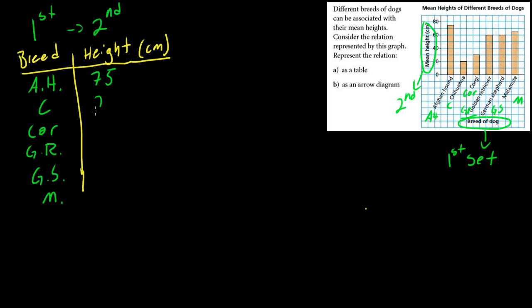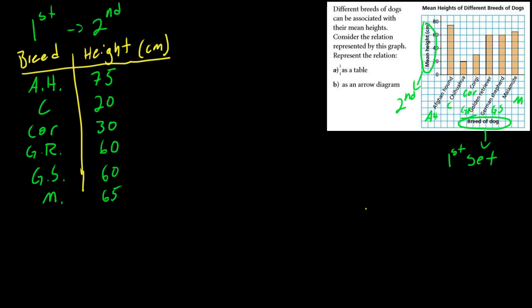My Chihuahua is at 20, my Corgi is at 30, the Golden Retriever looks like it's at 60, and that's also the same as the German Shepherd. And finally, we have our Malamute at between 60 and 70, so 65. And there we go. We got our table going. Simple T-chart, just linking our first to our second. And that's it.